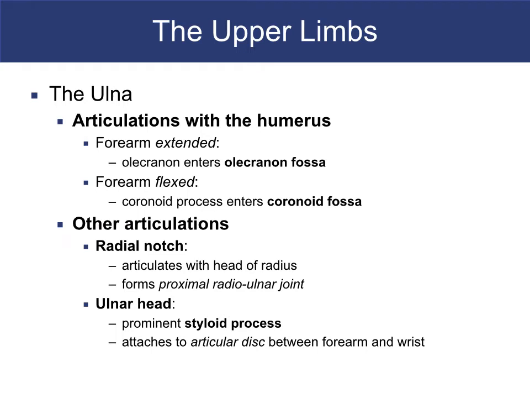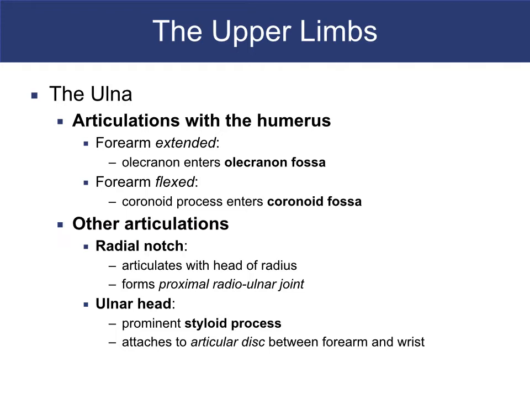The ulna articulates with the humerus. As I said before, when the arm is extended, the olecranon fits back into the olecranon fossa on the back. When the arm is flexed, the coronoid right here goes into the coronoid fossa, which is on the front of the humerus here.